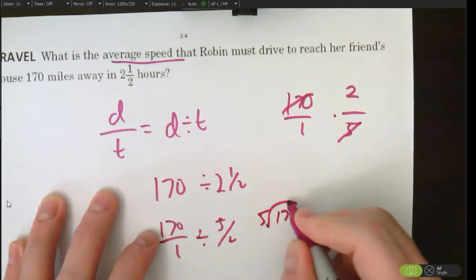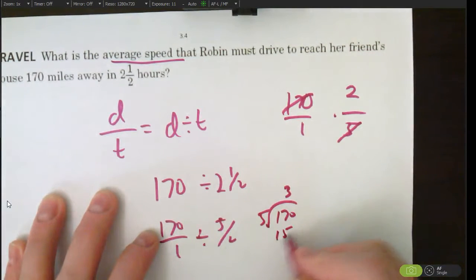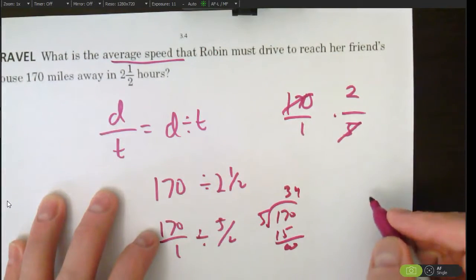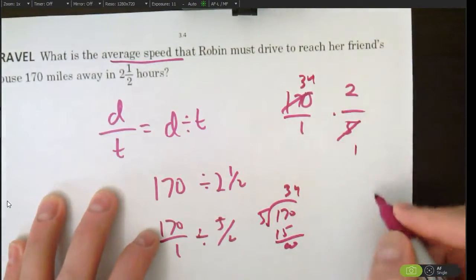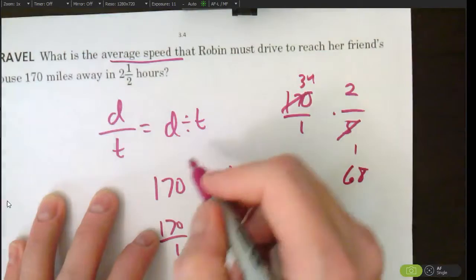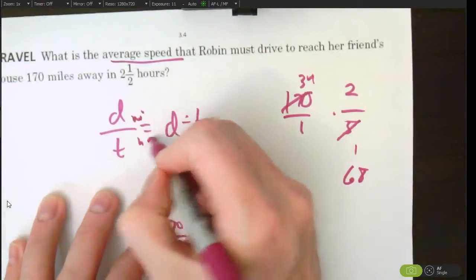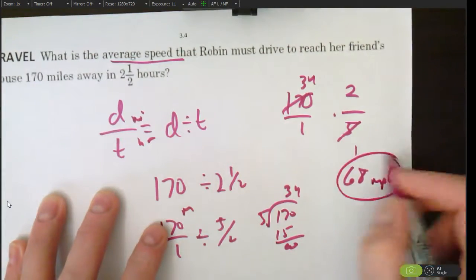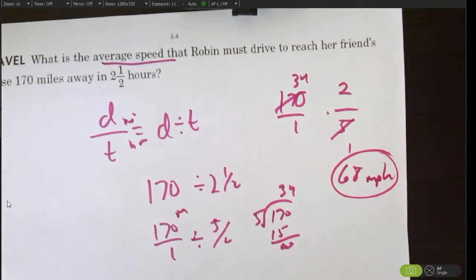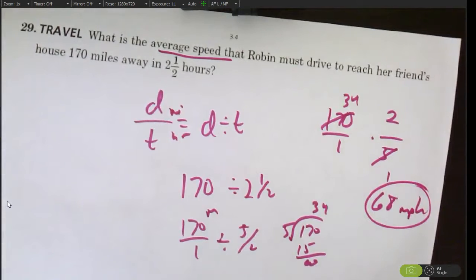170 divided by 5 goes into it 3 for 15, 20, 34 times. So we have 34 and 1. 34 times 2 is 68. And then it is distance, which is miles, over hours. So miles per hour. So Robin needs to go 68 miles an hour to make it there in 2.5 hours.